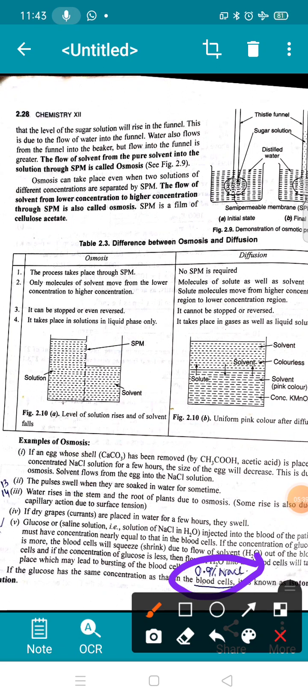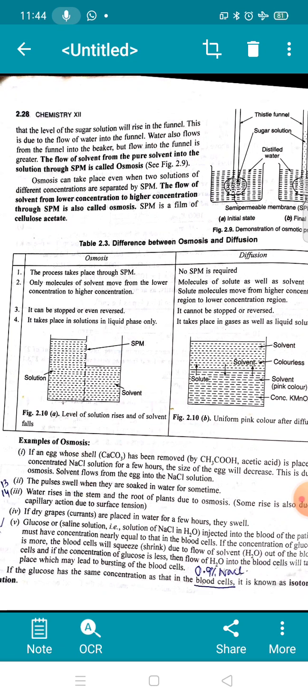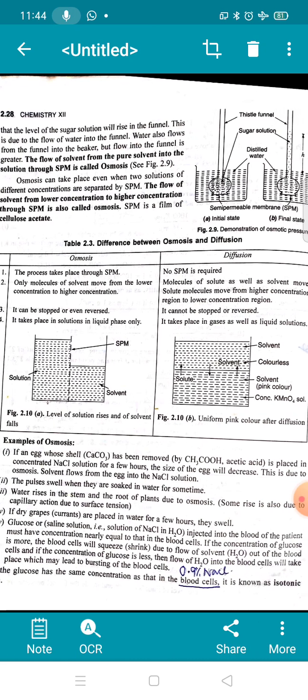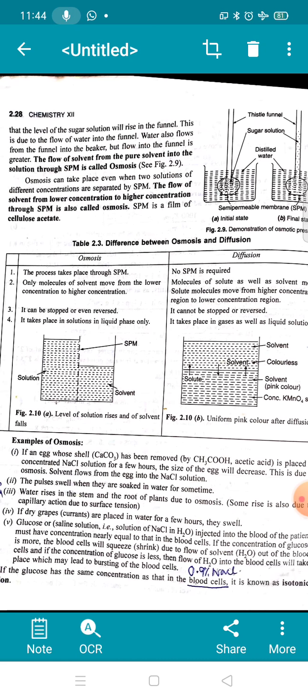0.9% NaCl is isotonic with blood. So whenever a patient has to be given saline, it has to be 0.9%, not more than this, not less than this. You can go through these lines, what is written here. Glucose or saline solution injected into the blood of the patient must have concentration nearly equal to that of the blood cell.